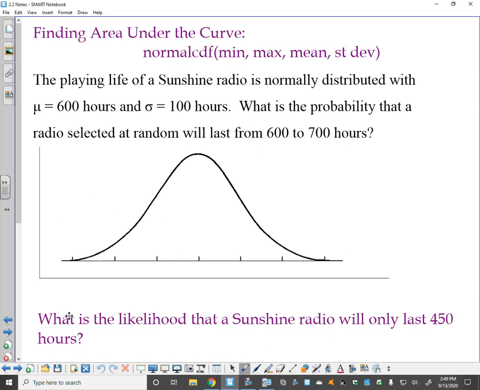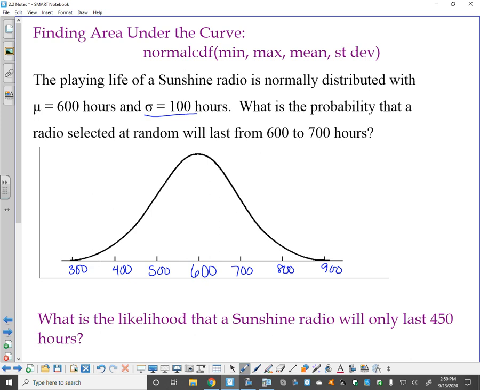Okay, well, this is my normal distribution. I know that my mean is going to be right here in the middle. I know that I'm going to go 1 standard deviation, which is 100, so that's going to make that 700 and 800 and 900, and that's going to make this 500, 400, and 300. So I know that 99.7% of these radios will last between 300 and 900 hours. That's a very powerful sentence. I'm going to say that one more time. I know that 99.7% of Sunshine radios will play between 300 and 900 hours.